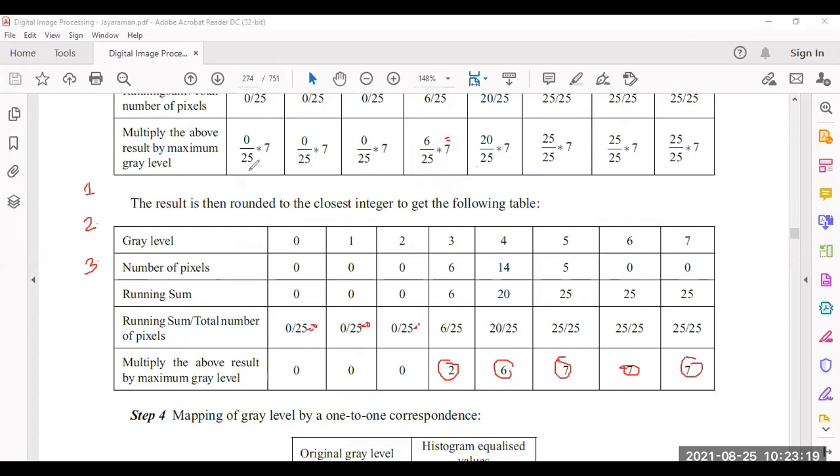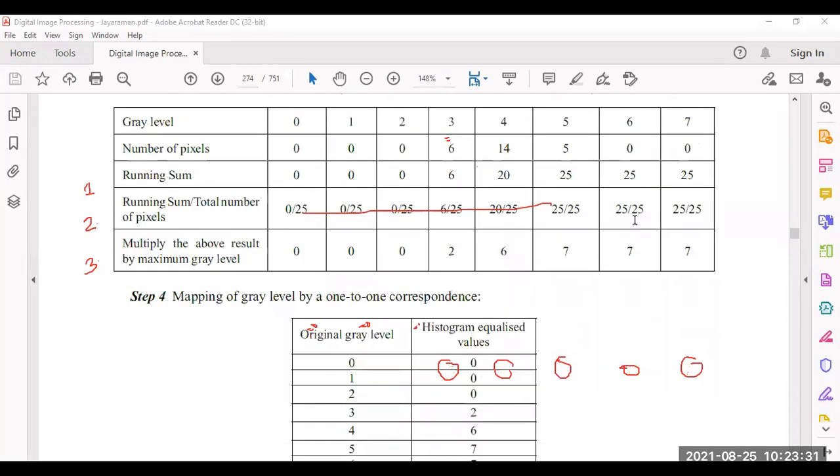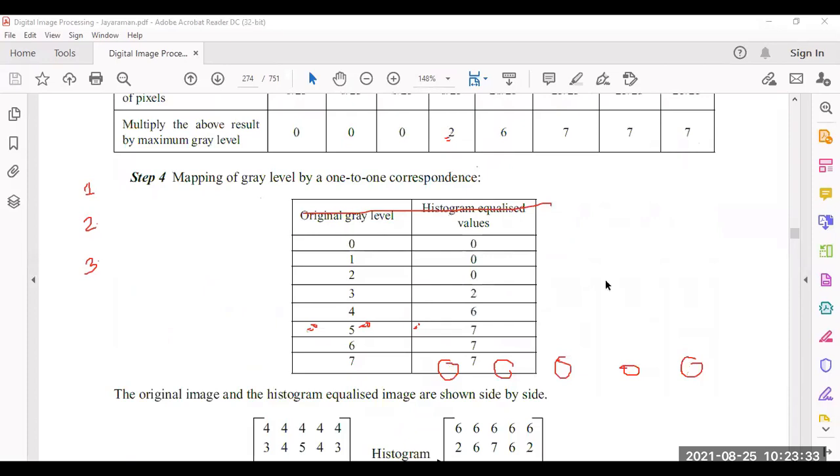So after multiplying, you have to perform the round off to the closest integer. Once you round off, the mapping will be done. How you perform the mapping is very important here. This is my original gray level, and this is what you obtained here, the histogram equalization level.